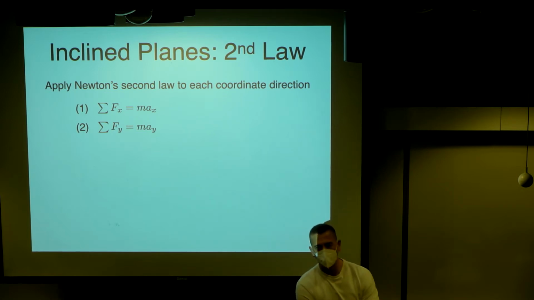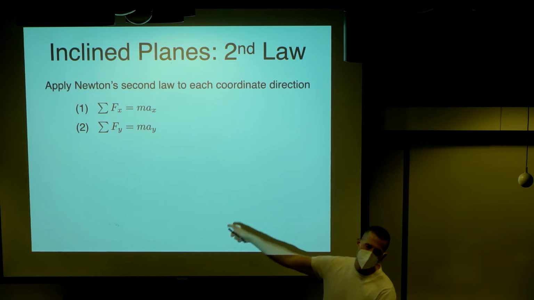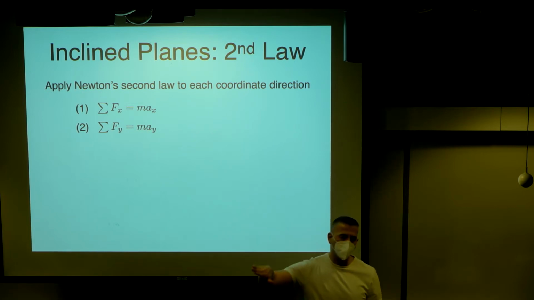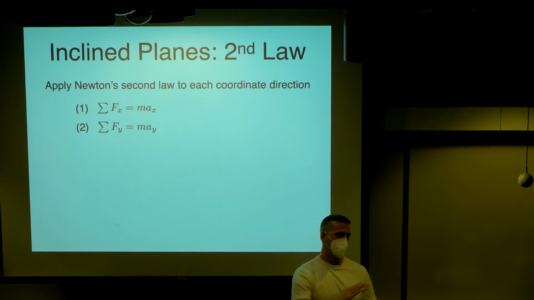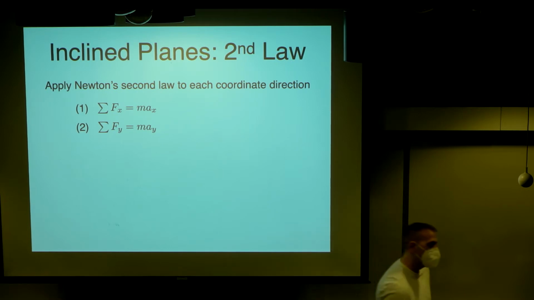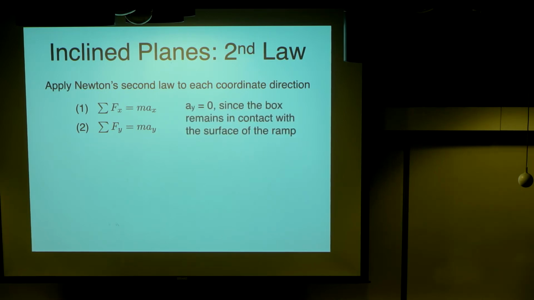Either ax or ay. Yeah, your acceleration in the y direction is 0 because you're only moving in the x direction. You're only moving down the ramp. You're not moving perpendicular to the surface of it. So we could say ay is equal to 0. But ax, that's not necessarily 0, right?